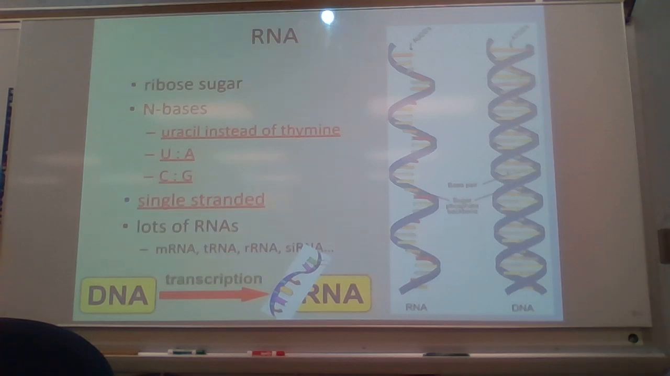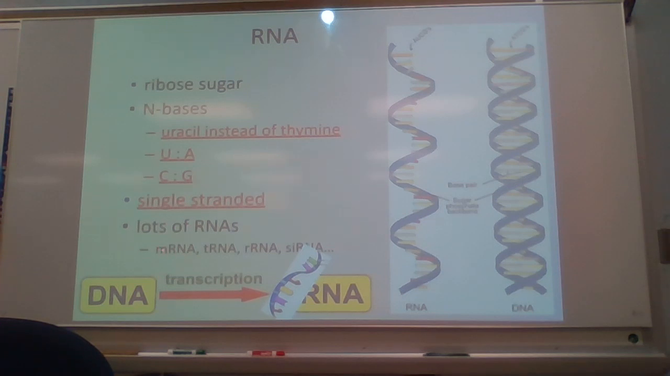So there's way more than what's listed here. Usually in bio, especially at this level, we really are only going to focus on these three. But depending on what we get to this year, we might start talking about some of those other kinds of RNAs too. But these are the three important ones we'll talk about.